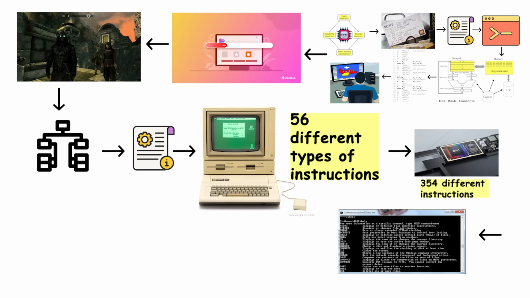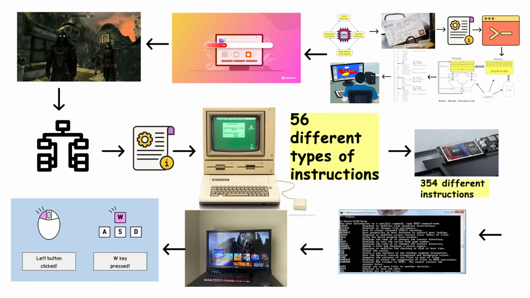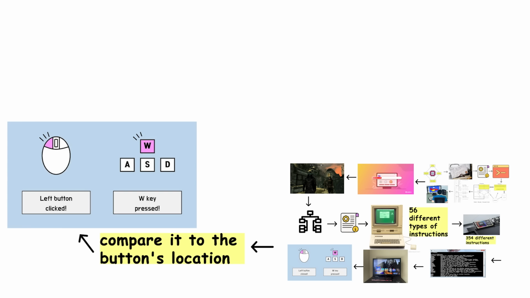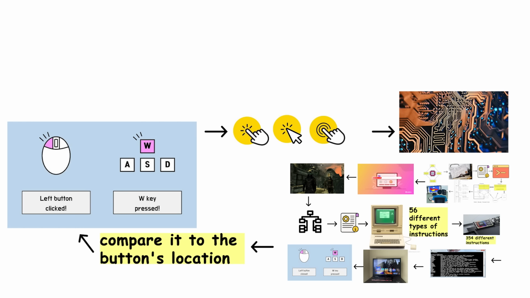Let me give you an example. When you click a button in a game, the program has instructions that say, check if the mouse was clicked, load the mouse position, compare it to the button's location. If they match, then run the button's action. Each of those steps is a separate instruction. String together millions of instructions per second, and you get a functioning computer.